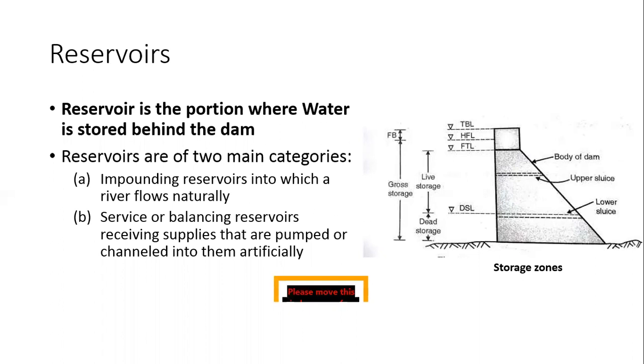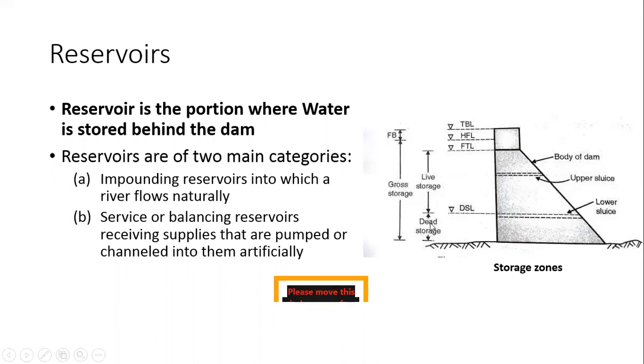As far as zones in a reservoir are concerned, one should look into certain elevation levels: the dead storage level, full tank level, high flood level, and top bund level. These are the levels which constitute certain storage zones. Somewhere here we have a sluice gate, and corresponding to the sluice gate, the dead storage level, below which the storage is called dead storage. Between dead storage level and full tank level, the storage is called live storage.